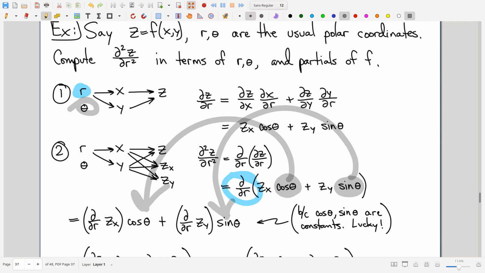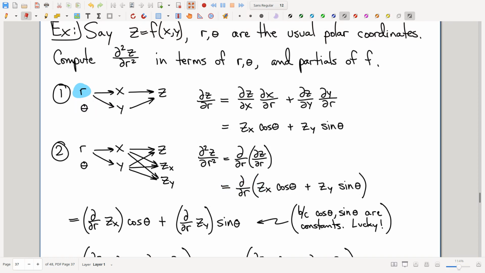And I believe this is where we left off, and we found ourselves trying to figure out now how we are going to make sense out of, for example, this thing right here, partial of zx with respect to r. Is everybody with me so far? Look familiar from last time?